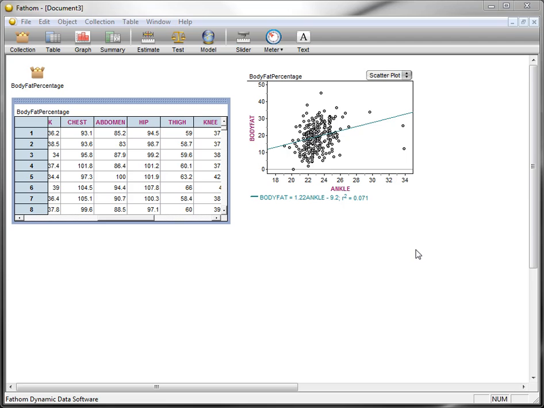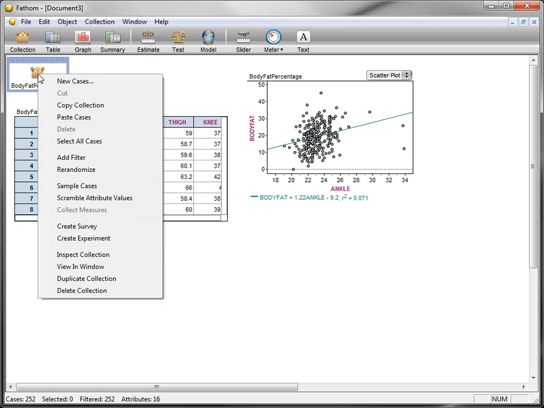But nonetheless, we can still build confidence intervals using sampling with replacement and Fathom for both the slope coefficient, which for the original data is 1.22, and the intercept coefficient, which is minus 9.2 for the original set of data. So the strategy that we're going to deploy is the same as always.